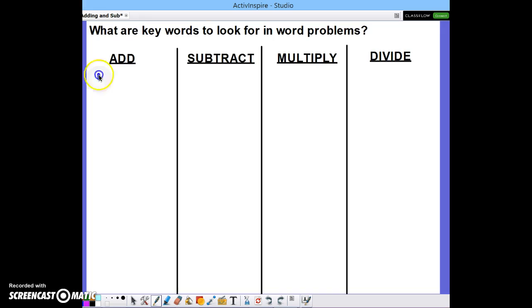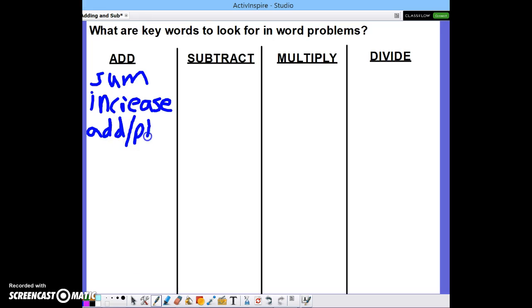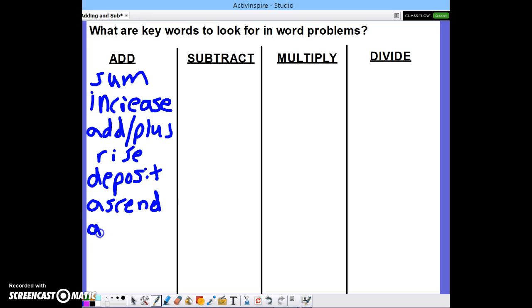So for add, sum is a big one. Sum. Increase. Add or plus. Rise. Deposit. Ascend. Altogether.